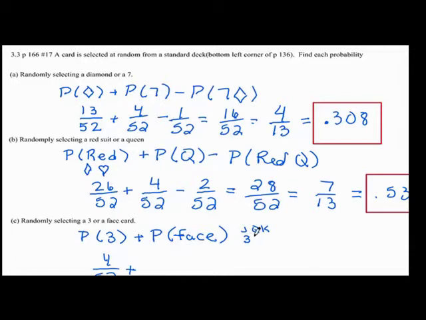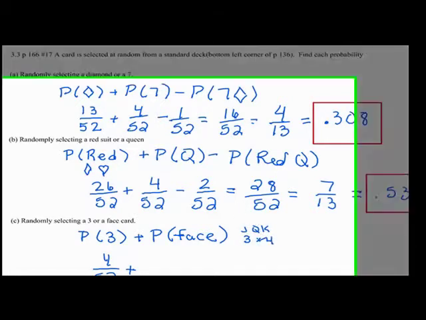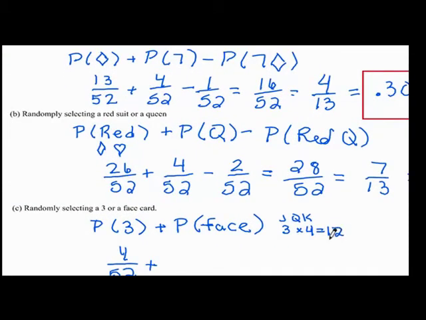So that's going to be 3 of these times the 4 suits. So that's going to give you 12, 12 face cards in a deck over the 52. And so we're just going to add these together. We don't have to subtract anything in this case. And that'll give you 16 out of 52, which reduces to 4 out of 13.